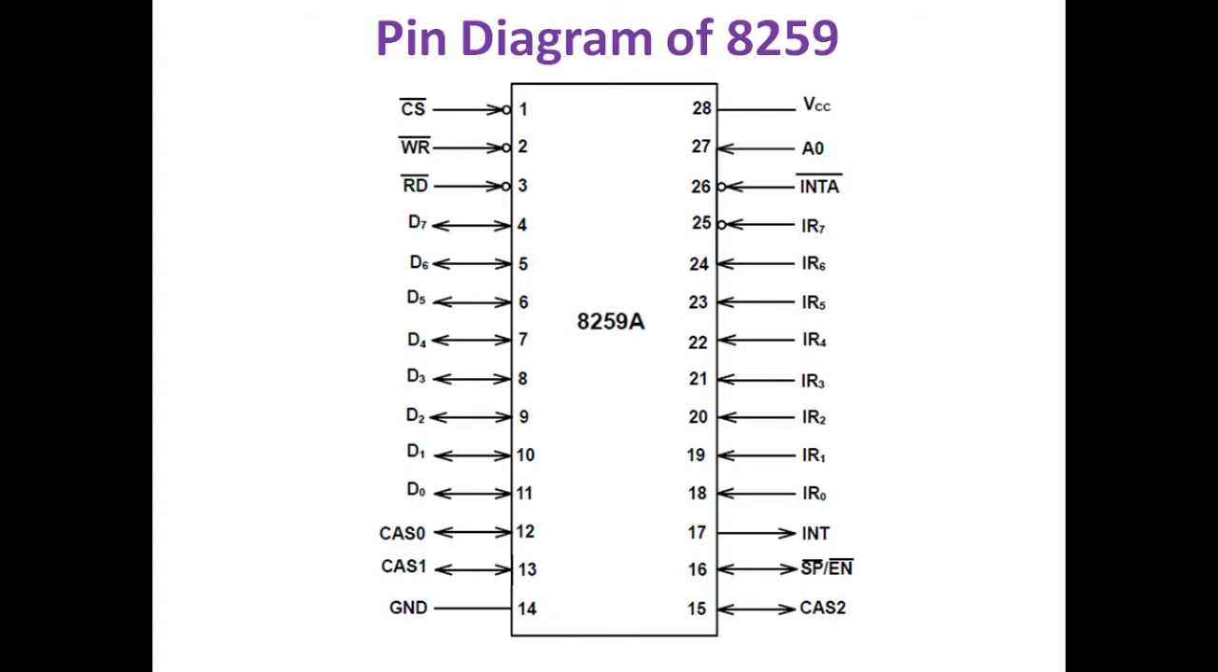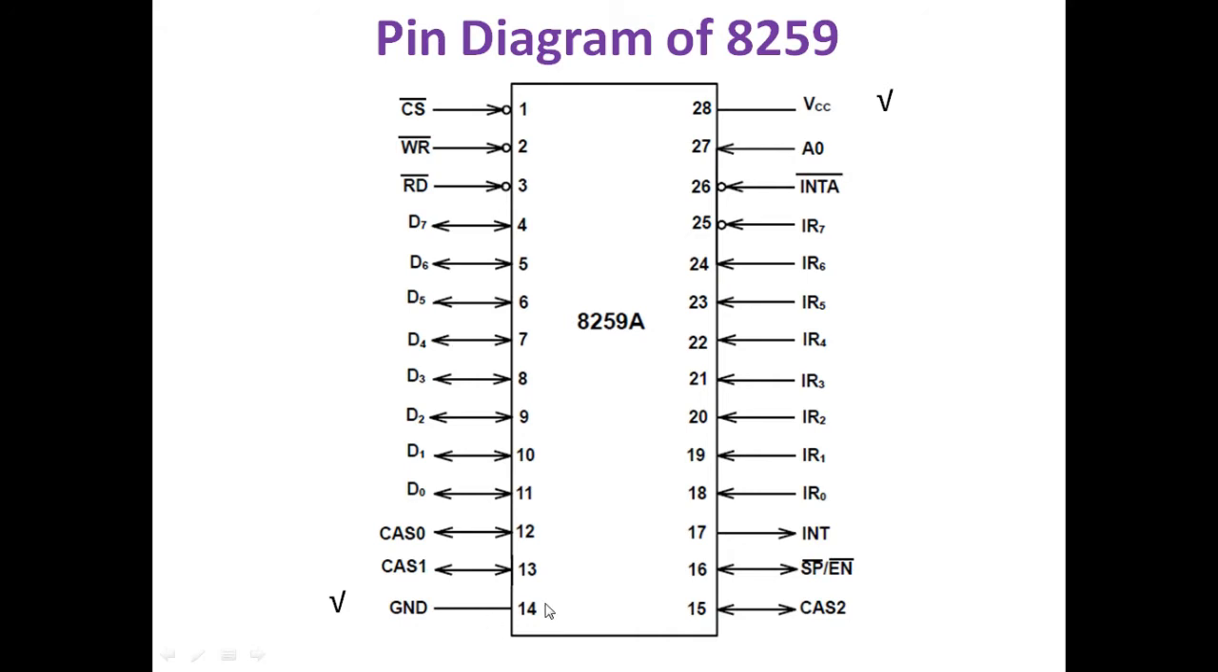Out of those 28 pins, the pin number 14 and 28 are ground and VCC. The 8259 IC works on plus 5 volt power supply. Okay, so here we have to provide plus 5 volt power supply and ground.